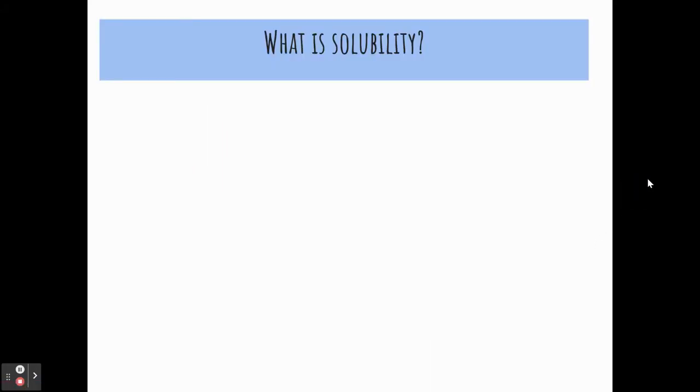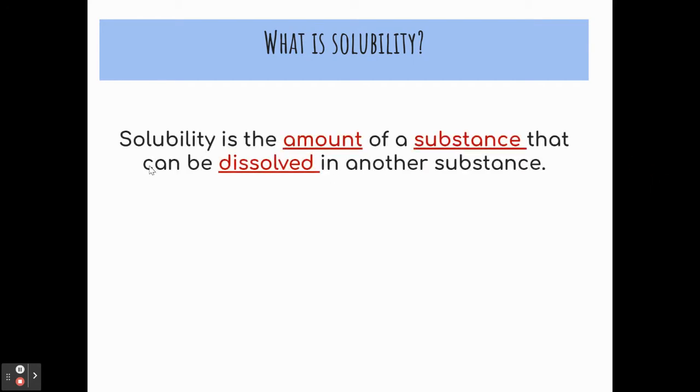So the last physical property that you're going to learn about is solubility. Solubility is the amount of a substance that can be dissolved in another substance. So it's how much of something can be dissolved into something else.